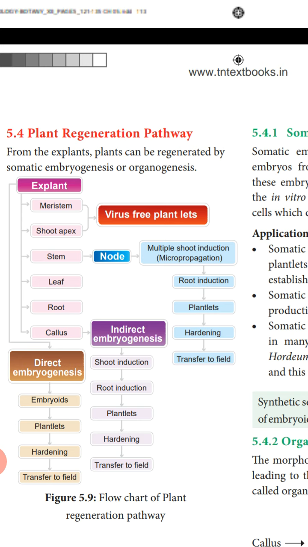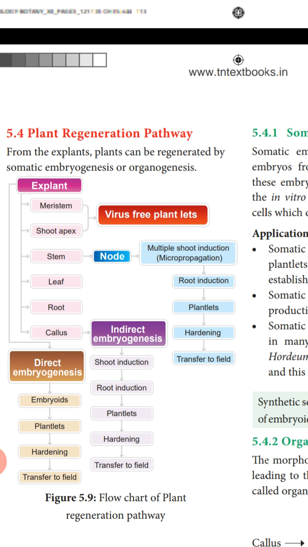From the explants, plants can be regenerated by somatic embryogenesis or organogenesis. That is, from the explant directly either the embryo is developed or any organs, that is the root or the shoot, are developed. Embryogenesis means formation of the embryo. Organogenesis means formation or development of the organs like roots or the shoots.